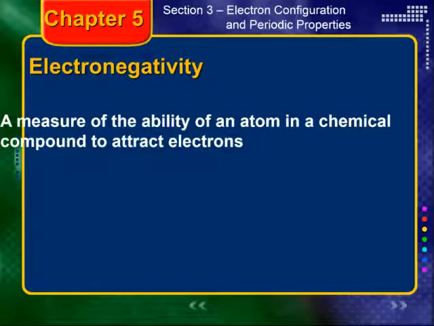Electronegativity is one of the most fundamental ideas that is going to permeate the foreseeable future here. Electronegativity is the measure of the ability of an atom to attract electrons. The ability of an atom to attract an electron. Okay? You want to get an electron. You want to pull an electron towards you.